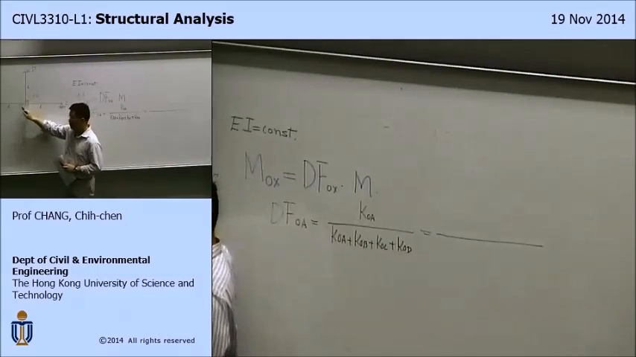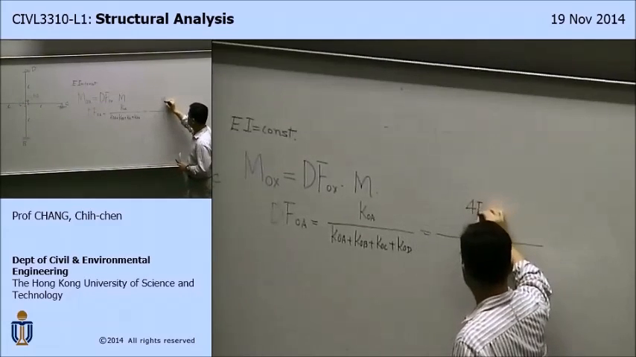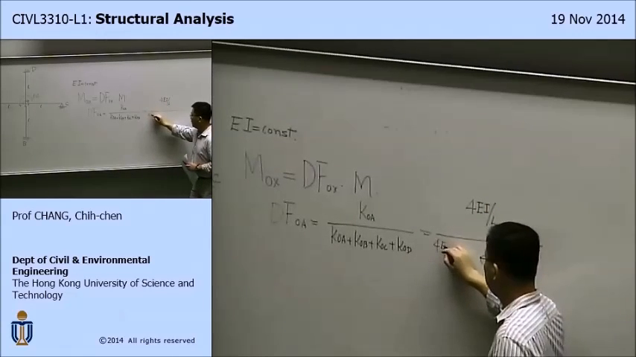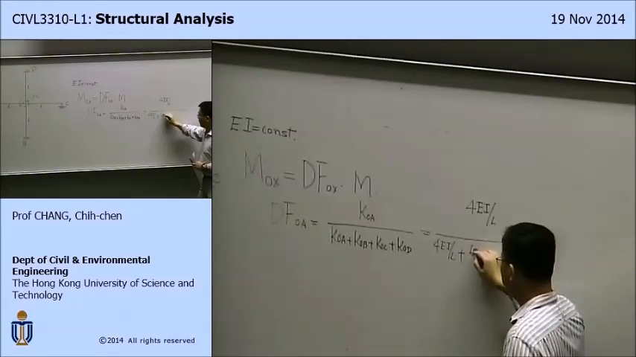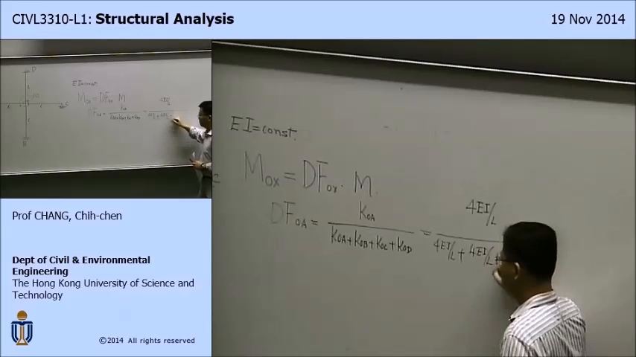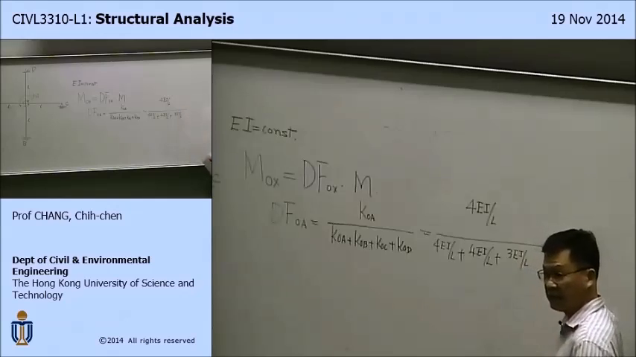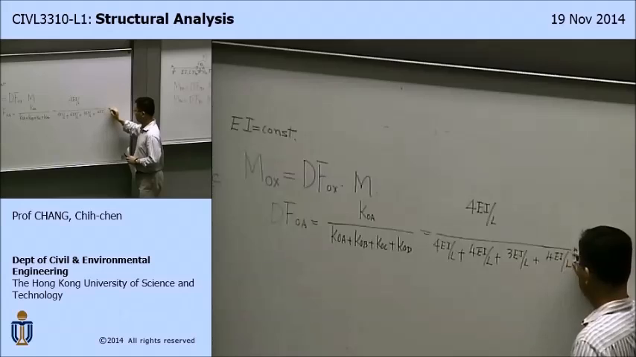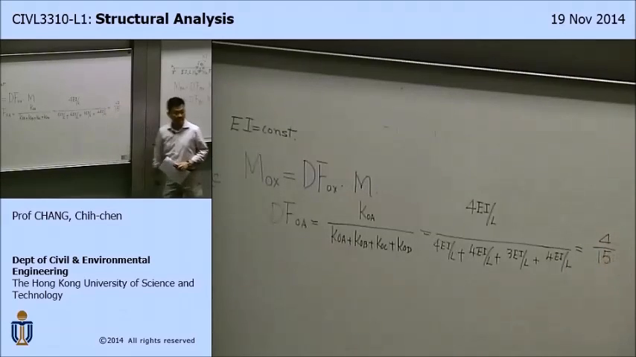This is OA. The far side is clamped, so this has to be 4EI over L. KOB, 4EI over L. KOC, 3EI over L, because the far side is moment free. OD, 4EI over L. So eventually, you will get 4 over 15. Good.